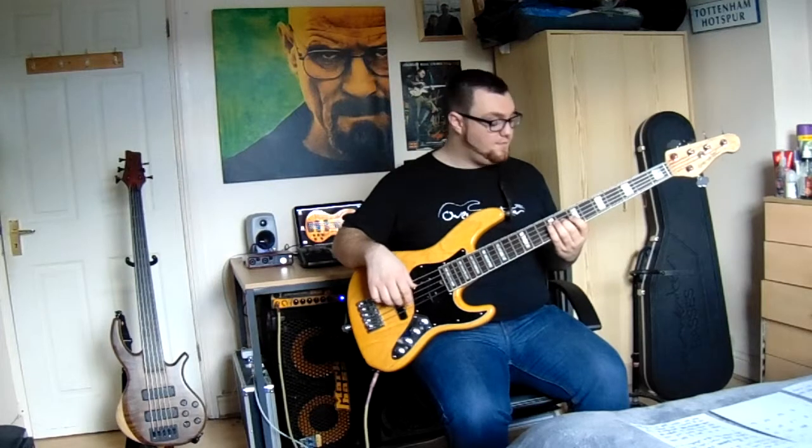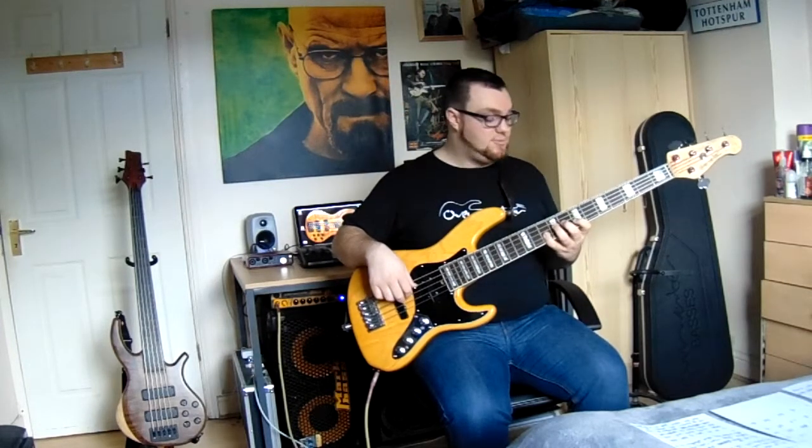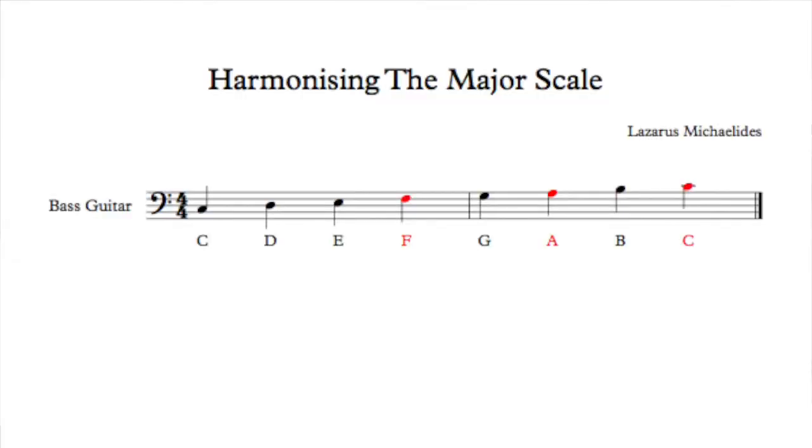The next degree of the scale is F. We need a third up from F, which is A, and a fifth up from F, which is C. So we have F, the major third A, and the perfect fifth C, giving us an F major triad.